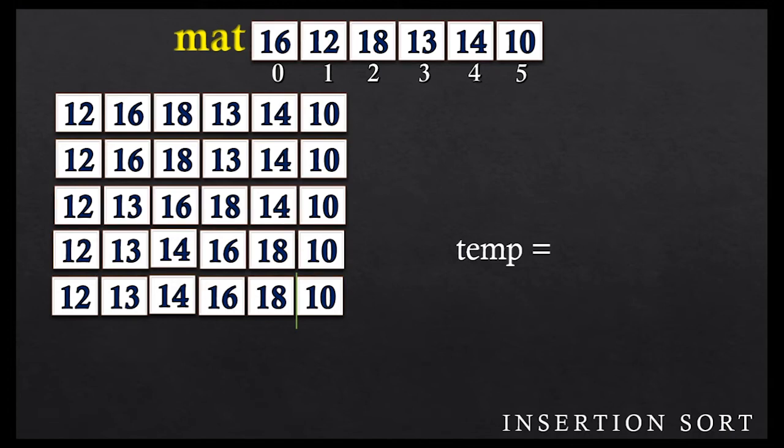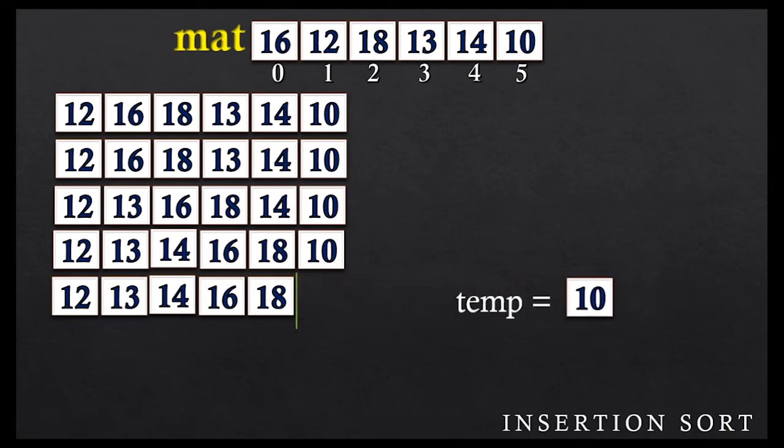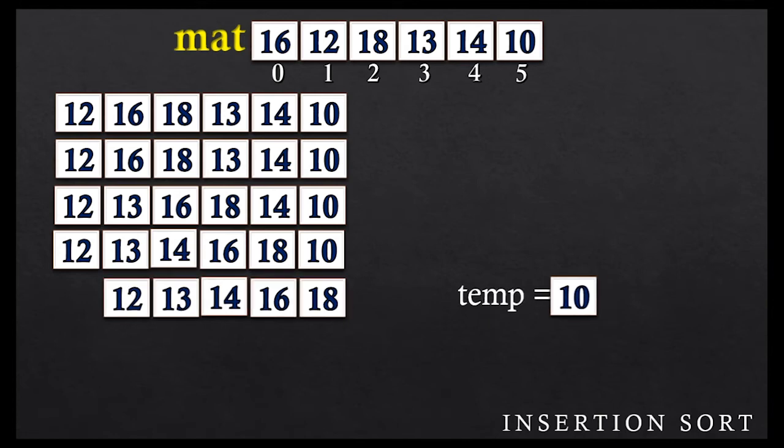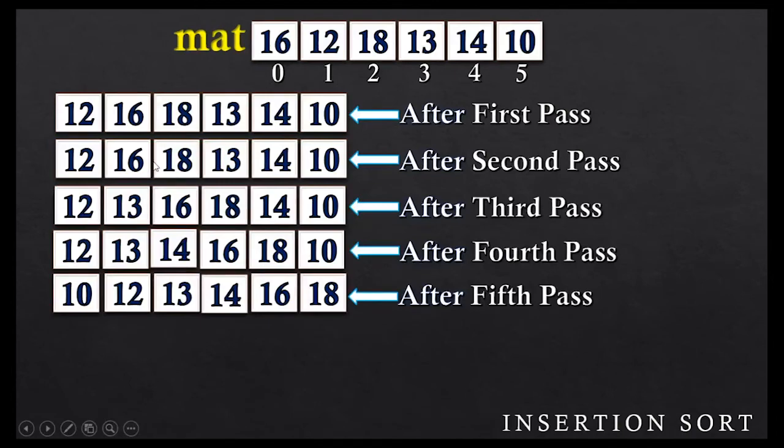For the next step, again I pick one element from the unsorted array, that is 10, and compare 10 with all the left hand side elements. When we compare 10 with 18, 18 shifts one place to the right. When we compare 10 with 16, because 10 is less than 16, 16 moves one place to the right. When we compare with 14, 14 will move one place to the right, same as 13 and same as 12. Now there is no element on the left hand side, so the gap is filled by the temporary variable value, that means 10. Here you can see the position of elements in the list after each pass.